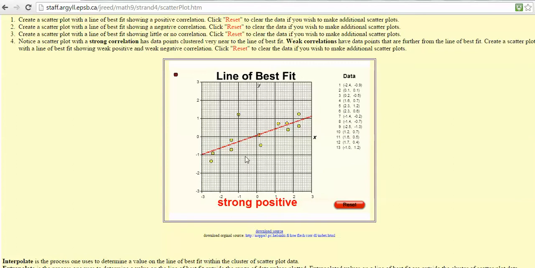When we add in dots that are further from the line, like this, it becomes a weaker negative. And if I add in some up here, it eventually becomes no correlation, because overall the dots aren't rising or falling from left to right.